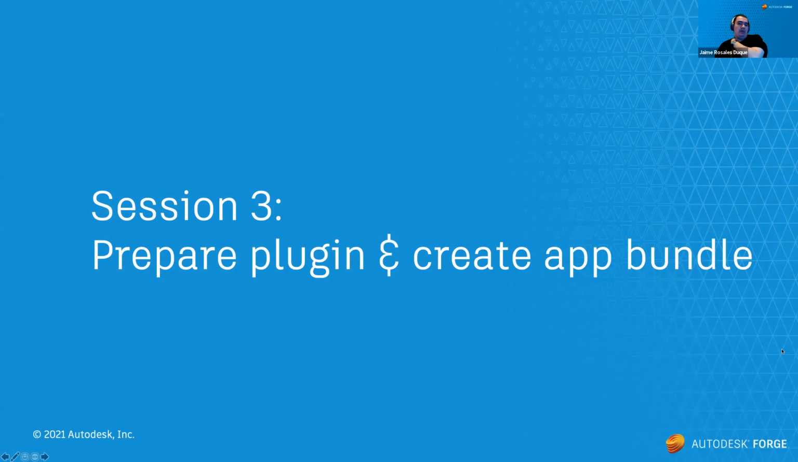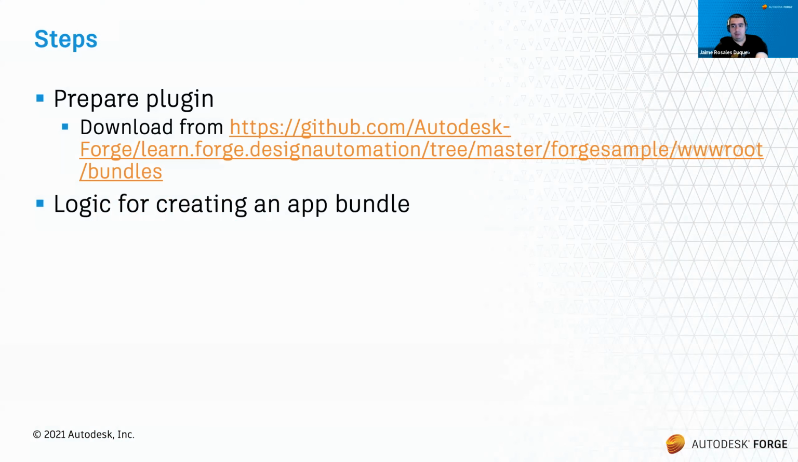Now session 3. This one might be a little bit short as well, because since we're doing everything on the Node.js side, we're not going to go over the development of a plugin. We are going to provide you with that plugin, and also the logic for creating the app bundle. But before we move into this part, there's one step we have to finish from the previous one, which is defining the design automation.js file in the routes folder. So we're going to go ahead and do that.